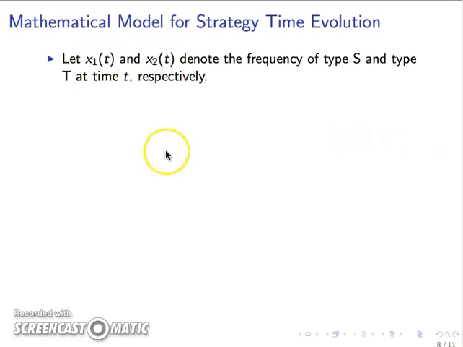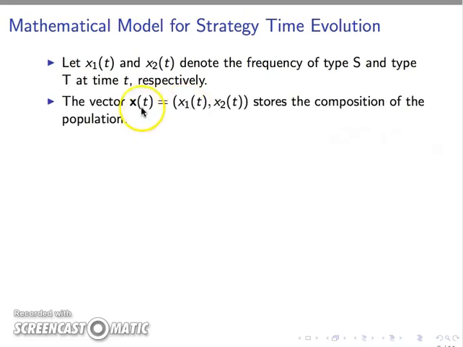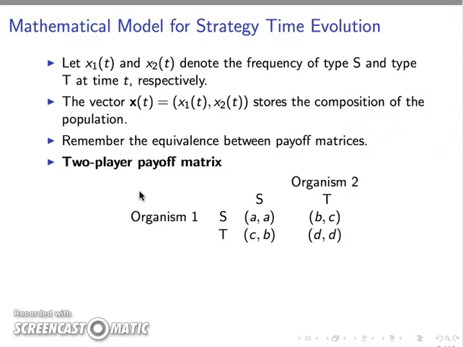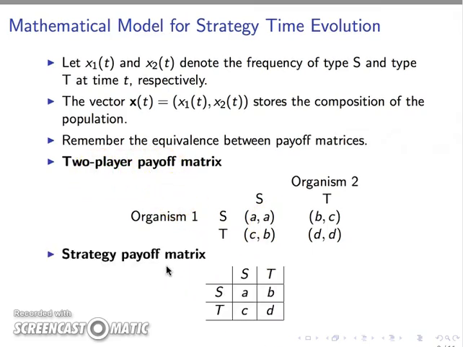And x1 and x2 are functions of time, so at time t, we have x1 of t, and we also have x2 of t. We're going to store that in a vector x, so x has entries x1 and x2, and we are going to use one type of payoff matrix here. In fact, we're going to use the two-player payoff matrix. But remember that when you have a two-player payoff matrix, you can easily translate that matrix into what we call the strategy payoff matrix.